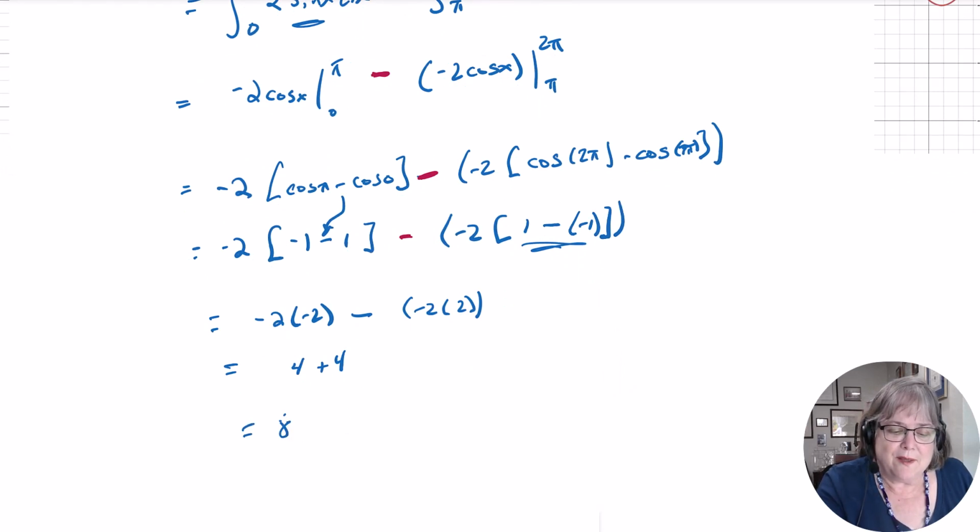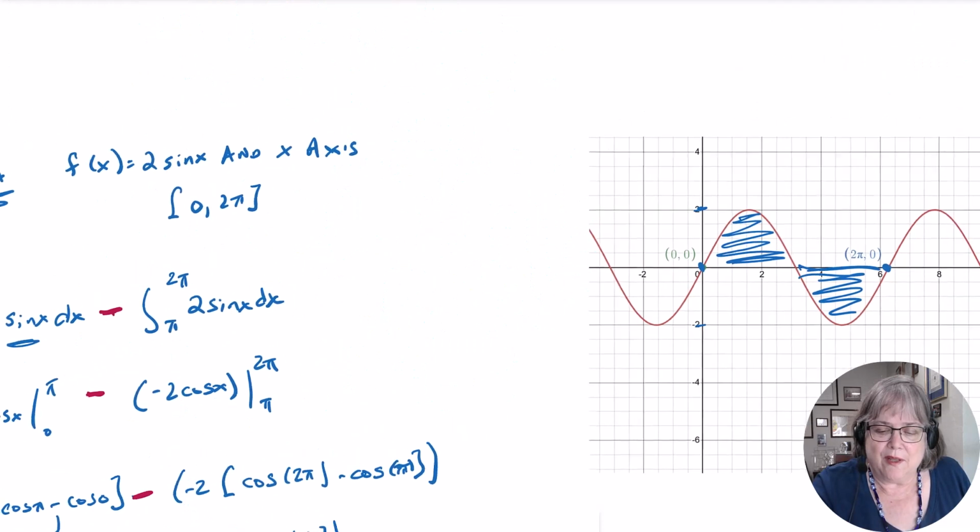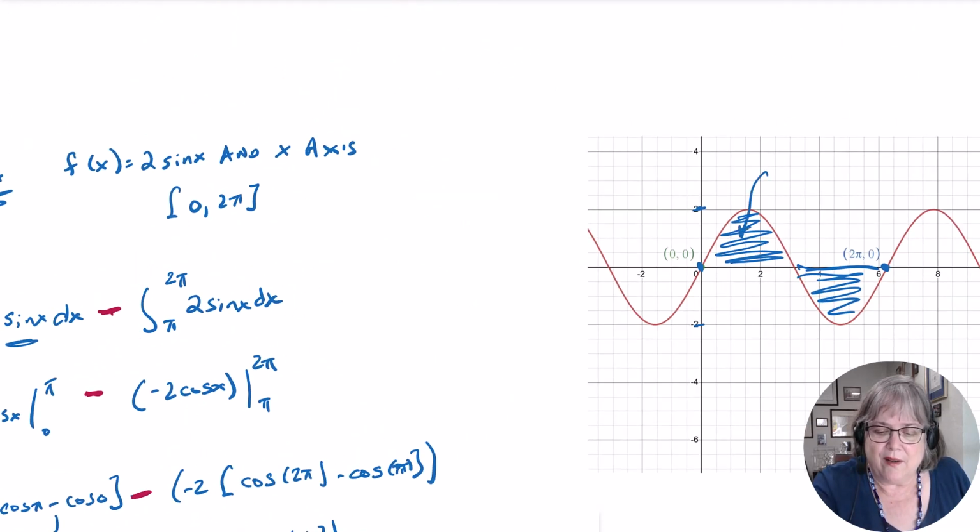Now, are you surprised that these two numbers are the same value? You know, actually what is going on is that this one has an area of positive 4, and this one has an area technically of negative 4 because it's below the x-axis. But you can see that their absolute values are the same because it's symmetric, right? This sine curve is symmetric. All right, so it's not surprising.